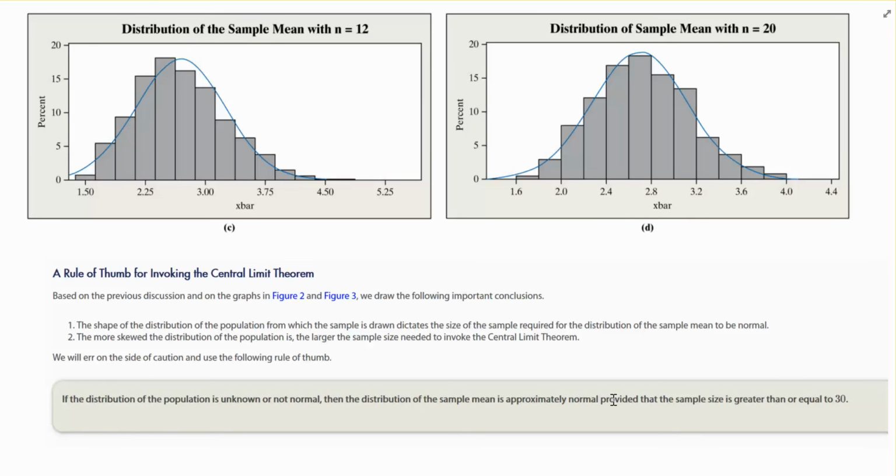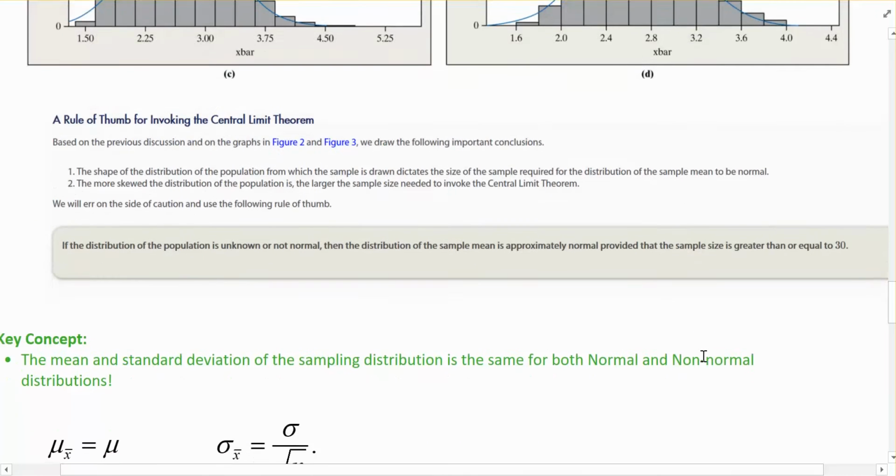If I don't know if the distribution of the population is unknown or not normal, then we're basically just going to start using the number 30. If you can get to a sample size of 30, then you can pretty much guarantee that no matter what your population's distribution was, the sampling distribution will become normal for us to be able to utilize it.